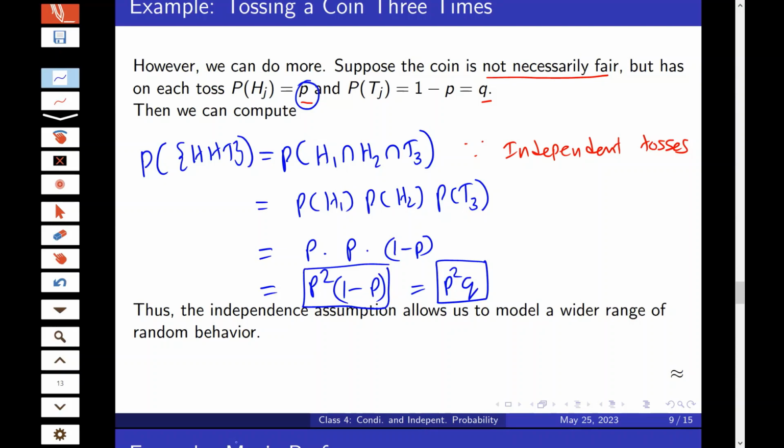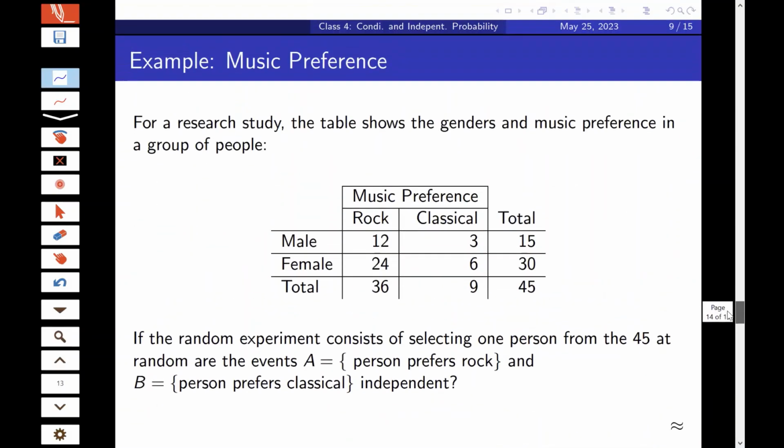So the point here is, it doesn't matter whether you are tossing a fair coin or an unfair coin, you can still use the idea of independence if you are doing the tosses independently. If you are tossing the coin independently, you can calculate the probabilities without writing down the entire sample space. Okay, so let's do a few more examples.